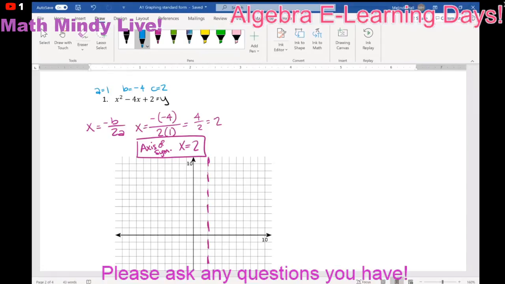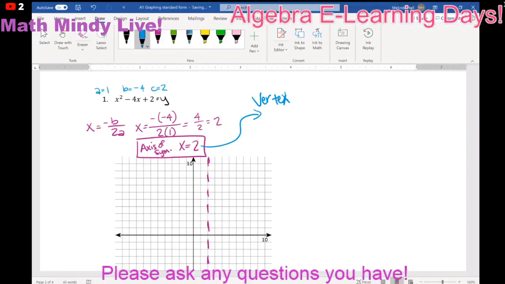But you also use the axis of symmetry so that you can find your vertex. And your vertex, the x value has to be this number. You take this number and plug it in to find the vertex.